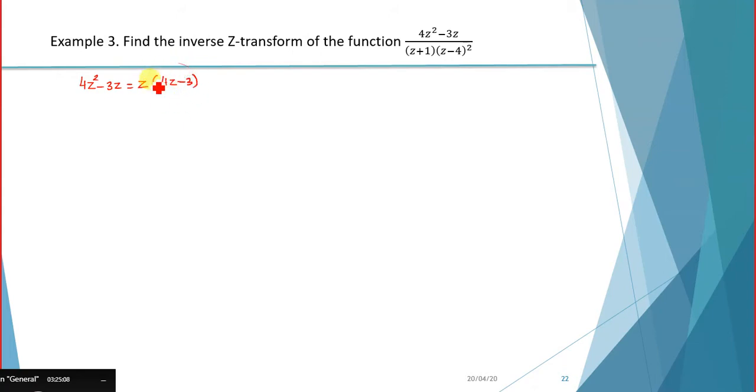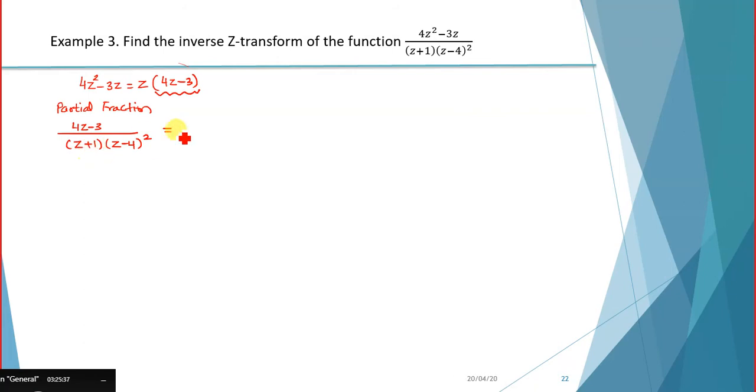To check whether it is correct or not, when we multiply z with 4z, it gives you 4z to the power 2. Z with 3 gives you 3z. So now we do the partial fraction. For partial fraction, we will be using this 4z minus 3, because we keep one z safe for later. (z plus 1)(z minus 4) to the power 2.